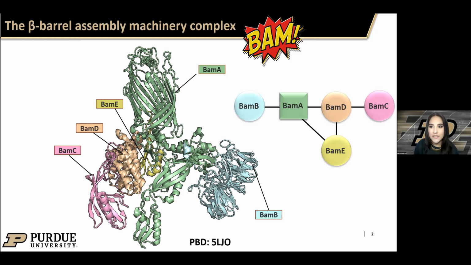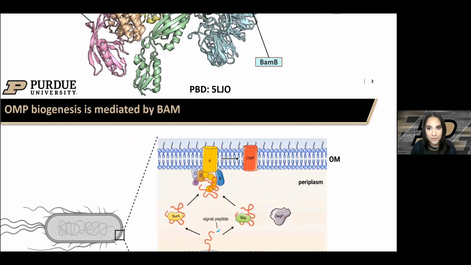And then you can see here the intricate web of interactions that occur between all of the components in this system. So as I mentioned before, this complex is so important because it's able to introduce all of the outer membrane proteins into the outer membrane of gram-negative bacteria. And these outer membrane proteins play vital roles in the cell.